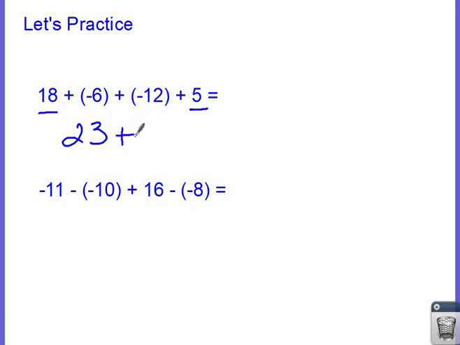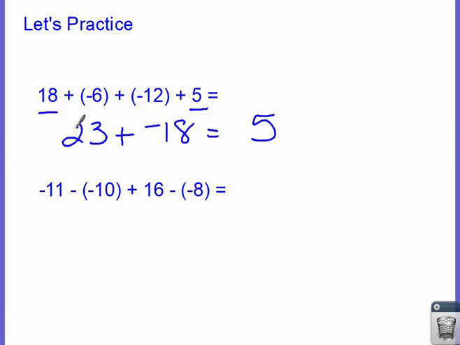Plus, and now we put the others together. So we've got a -6 and a -12 that could go together. When I put that together, I end up with -18. And now we do one subtraction problem. If our signs are different, we subtract our numbers. So 23 take away 18 gives me 5. And it's a positive 5 because the 23 has more.